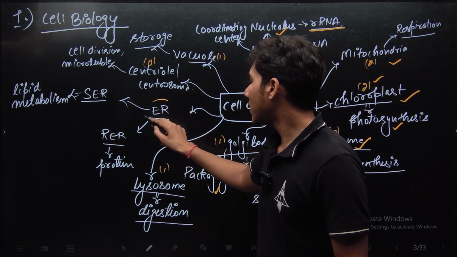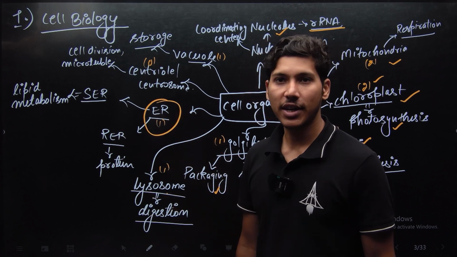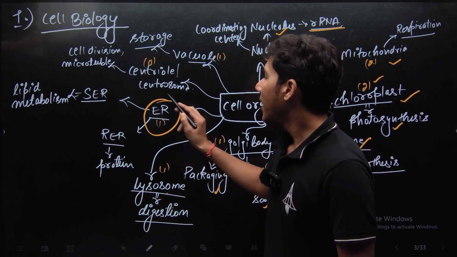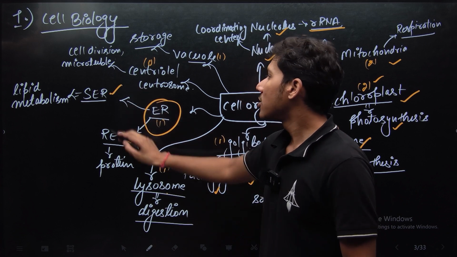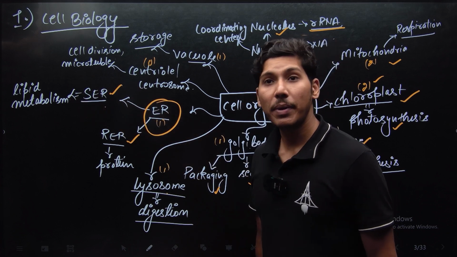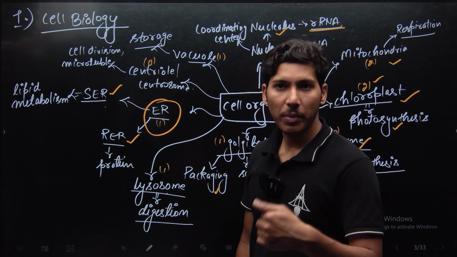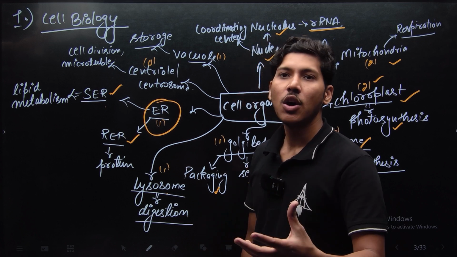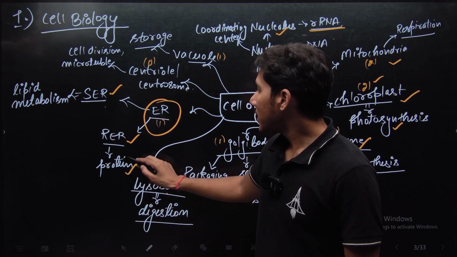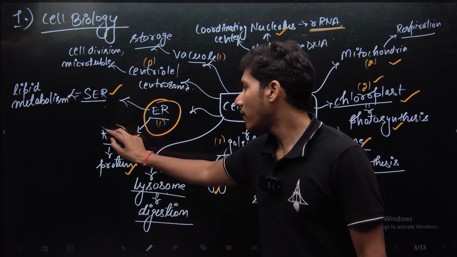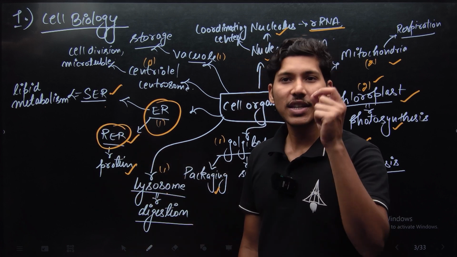There is one structure which is known as the endoplasmic reticulum. This endoplasmic reticulum is of two types, smooth endoplasmic reticulum and rough endoplasmic reticulum. Smooth endoplasmic reticulum is involved in lipid metabolism, lipid breakdown, lipid formation, and steroidal drug metabolism. Protein synthesis is a function of rough endoplasmic reticulum because it is rough.